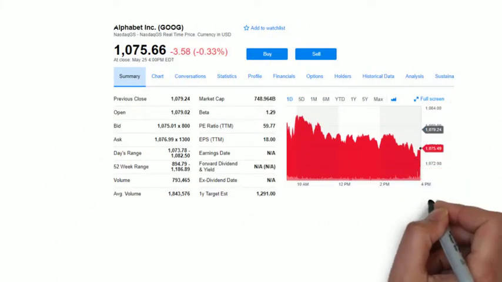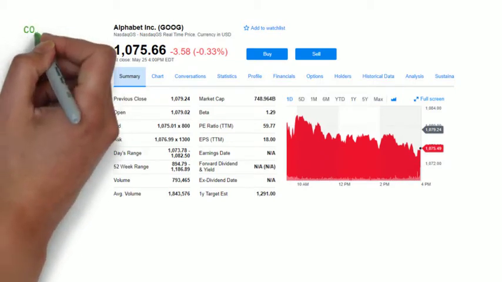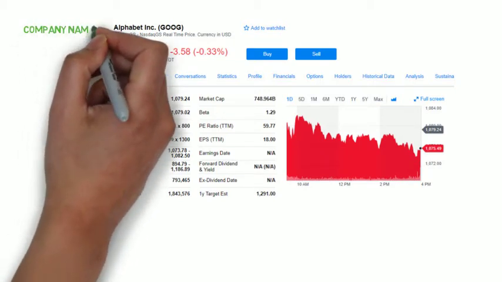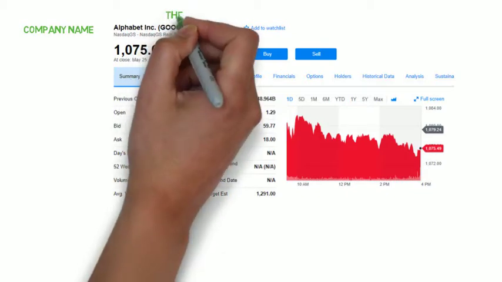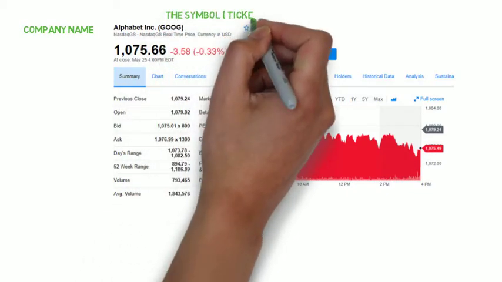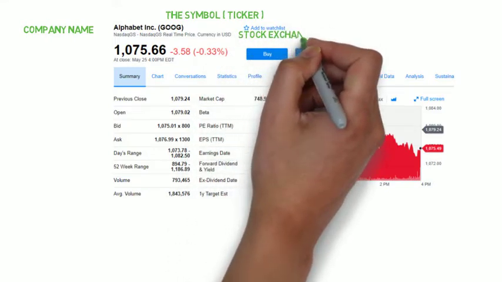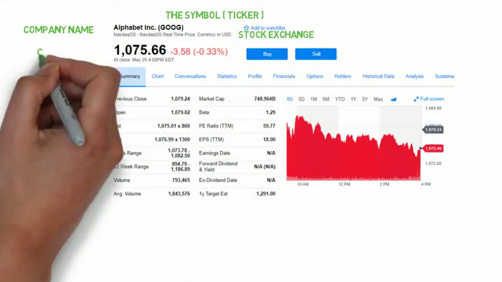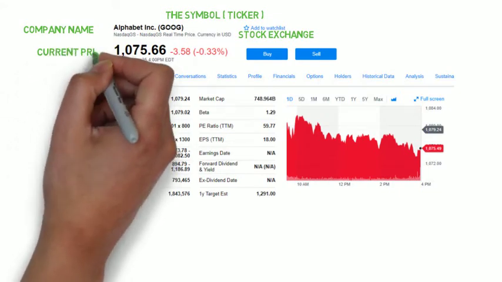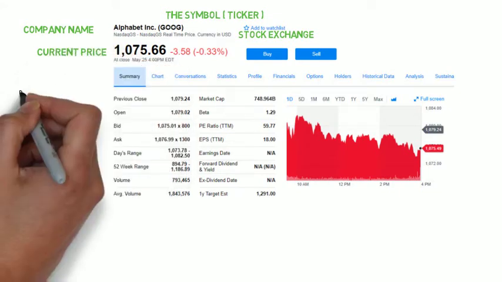Everyone knows Google. Beginning with the first things first, the company's name, that's above. Then we can see the symbol or the ticker. If you take a closer look, you can see the exchange, the Nasdaq. For example, Apple also trades on the Nasdaq. Then we can see the current price, so at this moment.